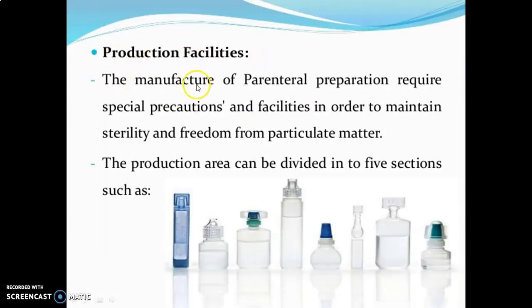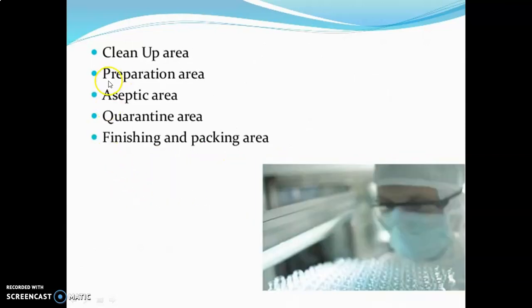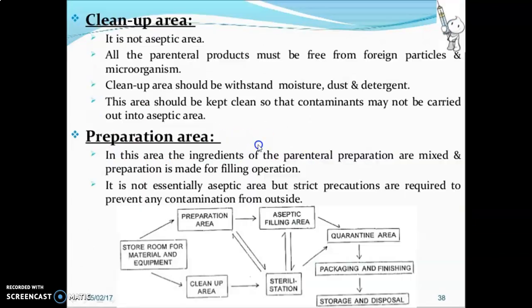Production facilities. The manufacture of parenteral preparations requires special precautions and facilities in order to maintain the sterility and freedom from particulate matter. The production area can be divided into 5 sections: cleanup area, preparation area, aseptic area, quarantine area, and finishing and packaging area.